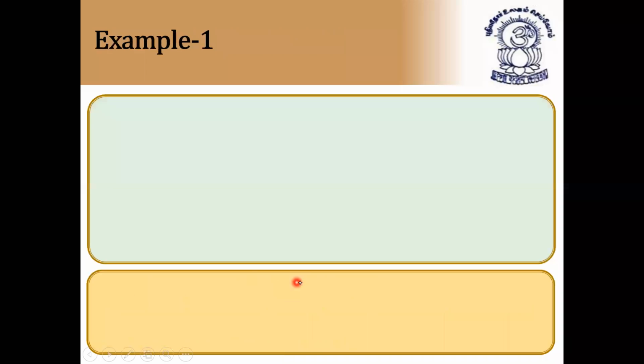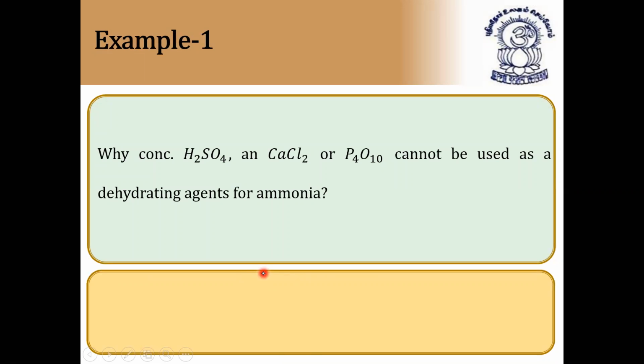Next. Why can concentrated sulfuric acid, calcium chloride or phosphorus pentoxide not be used as dehydrating agents for ammonia? Because ammonia is basic in nature and these are acids. Sulfuric acid is an acid, so it forms a salt. That's why it cannot be used as a dehydrating agent for ammonia.